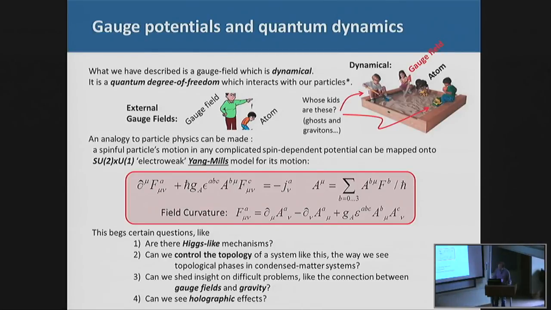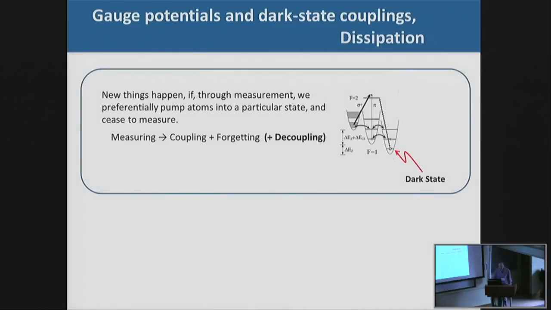And I'm going to show you that we can, in a certain sense, see things that are like holographic effects. Now, I want to point out there are two other kids in this play box, and I don't know whose kids these are, and I thought about it for a little bit, and I realized that these kids are actually ghosts and gravitons. So there's a little bit more to that story in a minute.